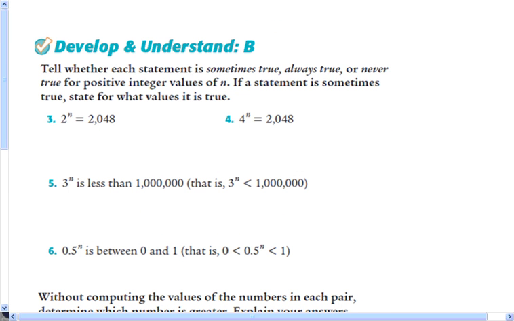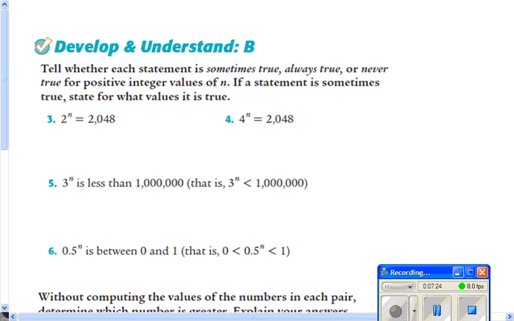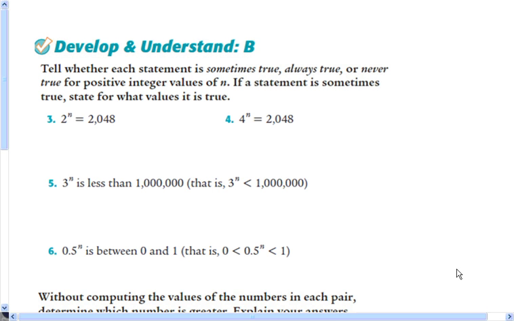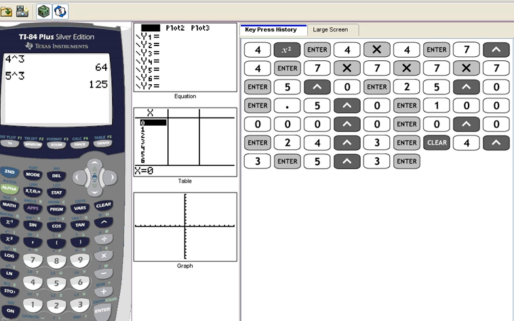All right, let's do a couple of these problems. So here we want to tell whether this statement is sometimes true, always true, or never true for positive integer values of n. If a statement is sometimes true, state for what values it's true. So I think we're going to use our calculator to help with this. So basically what we're saying is, if we keep multiplying by 2, is there some power of 2 that is exactly equal to 2048?